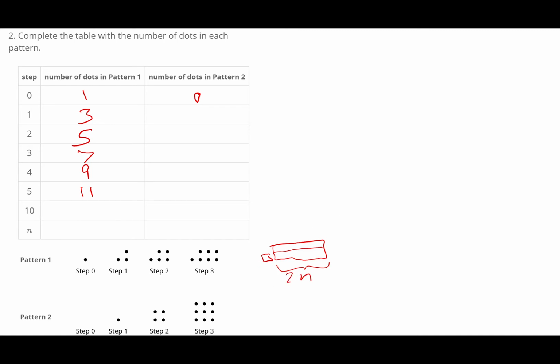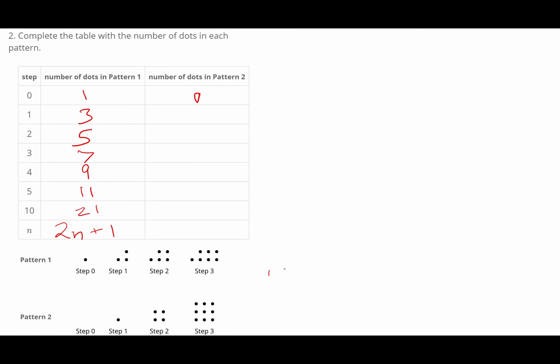So for instance, for step 10, there would be 2 rows of 10. So that's 20 plus 1. So 21. And in general, if we have any value of n for the step number, there would be 2n plus 1 dots for 2 rows, and then plus that 1 extra that's always hanging out in the bottom left corner.